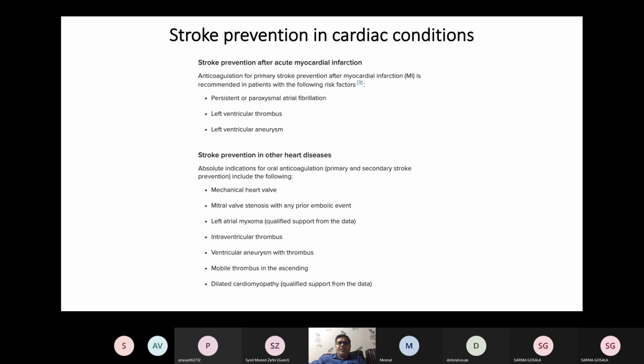Specifically speaking about stroke prevention in cardiac conditions: stroke prevention after MI, whether there is a left ventricular thrombus or a left ventricular aneurysm, persistent or paroxysmal atrial fibrillation, or other heart conditions like a mechanical valve, mitral stenosis, or left atrial myxoma. Here, in discussion with the cardiology team, we discuss the risk of thromboembolism and strokes in such patients, and then decide the type of anticoagulation we use in such patients.